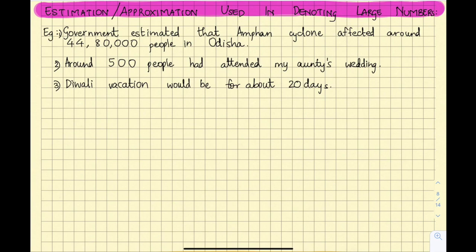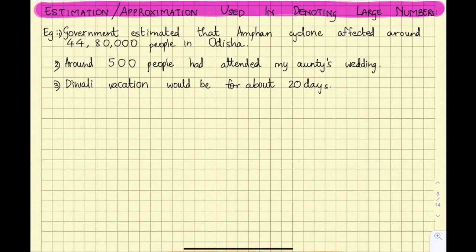For example, government estimated that Amphan cyclone affected around 44,80,000 people in Odisha. So when we see such news in the newspaper, it does not mean that 44,80,000 is the exact number of people. It says around, means that is estimation. It can be 44,75,000 people, or it can be 44,75,623 people, or it can be 44,81,000 people, or else it can be 44,82,265 people. So this is an estimation used.